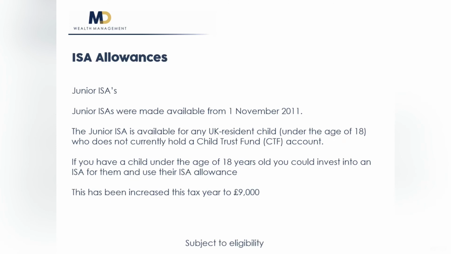Junior ISAs have been available since 2011. They took over from the Child Trust Fund. You can't have a junior ISA if you already hold a Child Trust Fund, so bear that in mind. If you have a child under the age of 18, you could invest into an ISA for them and use their ISA allowance. This has been increased quite dramatically this tax year to £9,000 a year per person.